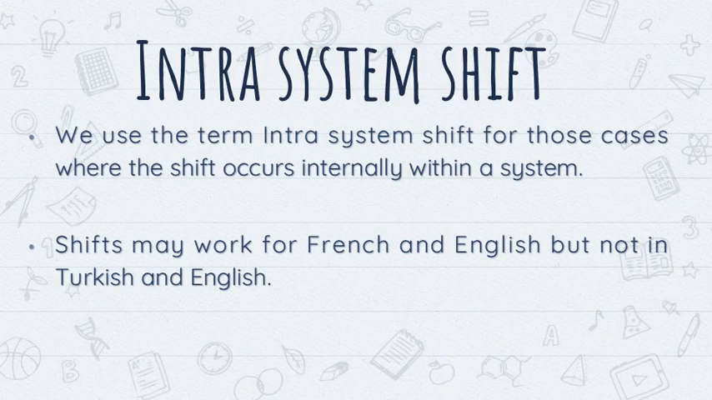Intra-system shift. We use the term system shift for those cases where the shift occurs internally within a system, that is, for those cases where the SL or source language and the TL or target language possess systems which approximately correspond formally as to their constitution. But when the translation involves selection of a non-corresponding term in the TL system, this shift may work for French and English, but it is difficult for Turkish and English.